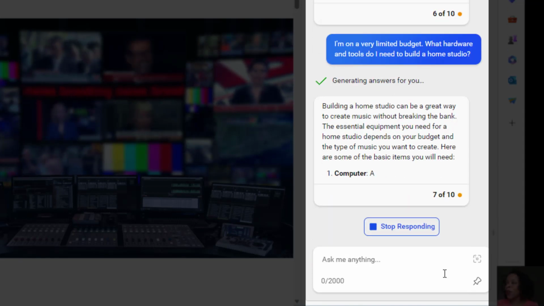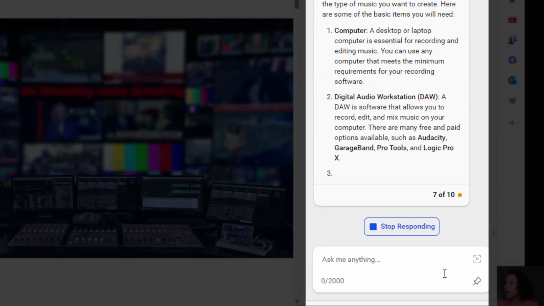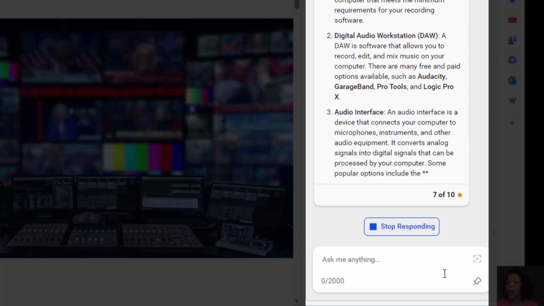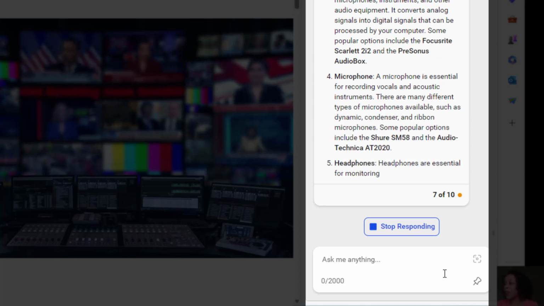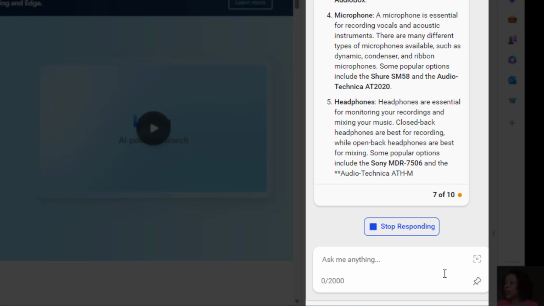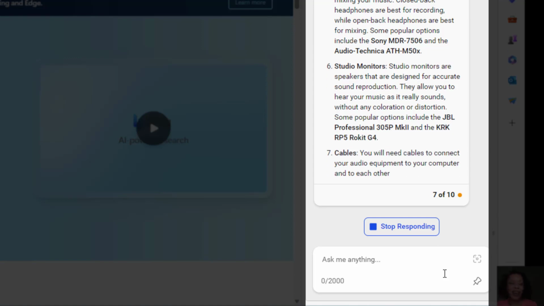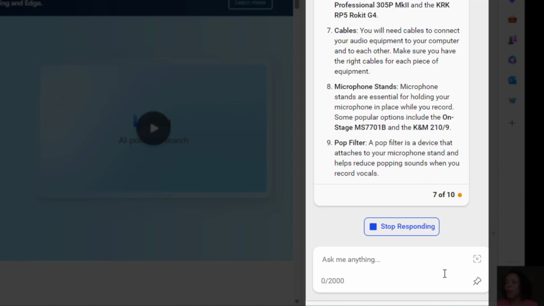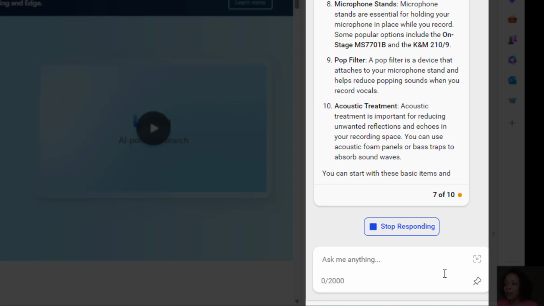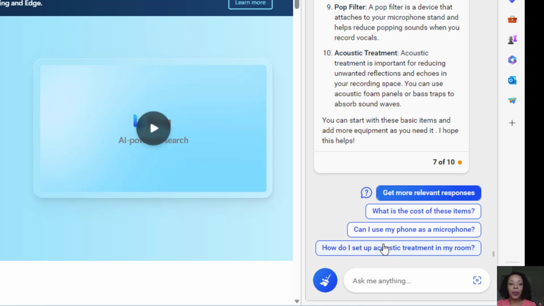Building a home studio can be a great way to create music without breaking the bank. Now it starts to tell me what I need: a computer, a digital audio workstation. Maybe I don't know what it is. It's going to tell me audio interface. You're going to need a microphone. It even gives me an example of maybe what microphones, headphones, studio monitors. Like it's starting to sound like we are getting us a home studio. Cables, microphone stands, pop filters, acoustic treatment. Get more relevant responses. I can ask what is the cost of these items. This is almost limitless on what you can ask this to do.